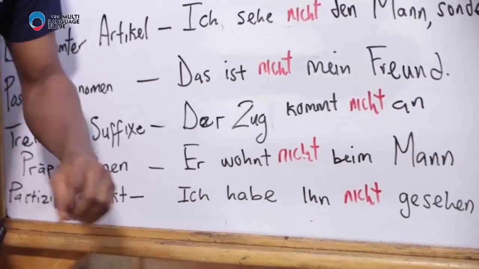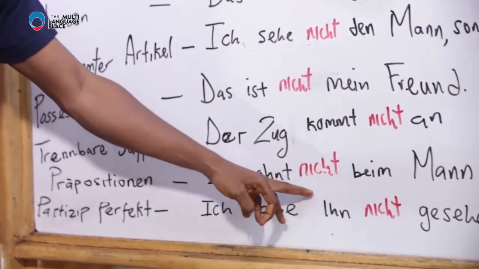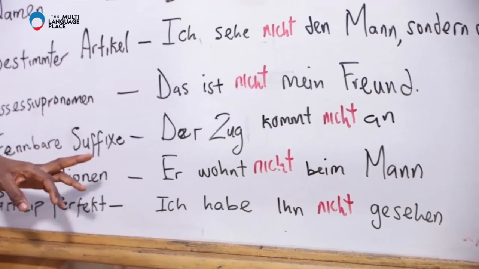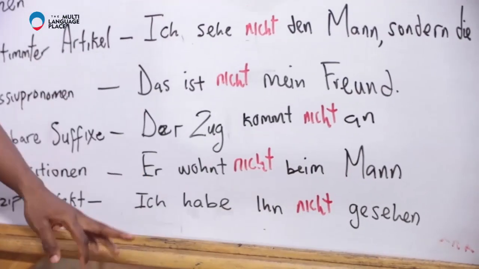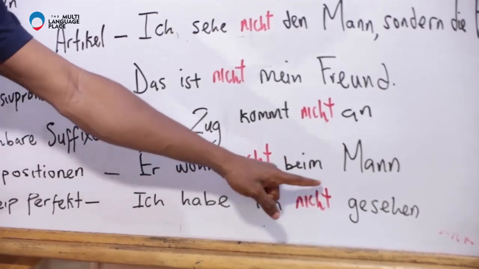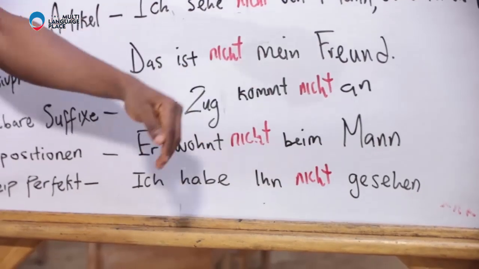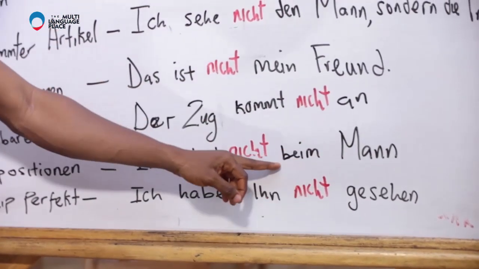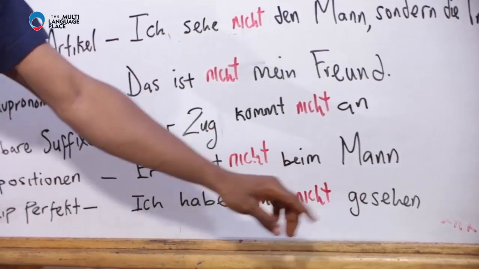What of prepositions? When we have prepositions or prepositional phrases, your nicht has to come before that preposition. Look at this sentence here: Wohnt nicht beim Mann. Not wohnt beim nicht Mann. No, it's not correct. It has to come before the preposition here, and say wohnt nicht beim Mann.